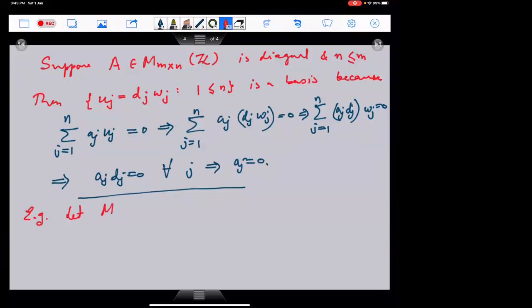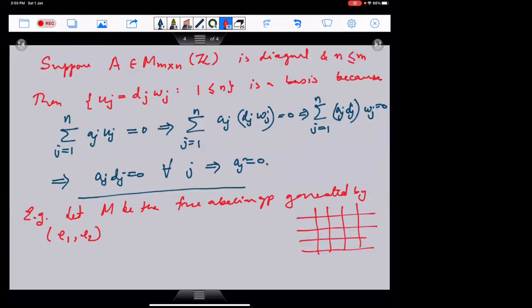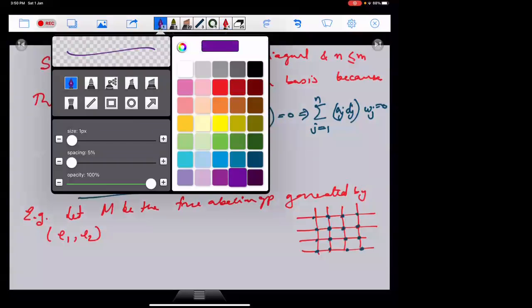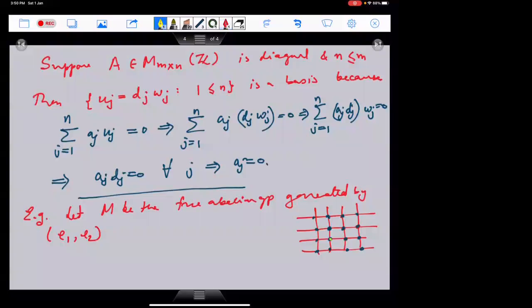Let M be the free abelian group generated by e1 and e2. That means (1, 0) and (0, 1). Right? The grid, if I can draw these points, say this is the origin (0, 0), then this is (1, 0), this guy is (0, 1), then others are combinations. It is not easy to see which one is the origin, so this is (0, 0), and I am looking at these e1 and e2. Then anything else is a combination. Of course this is infinitely extended.